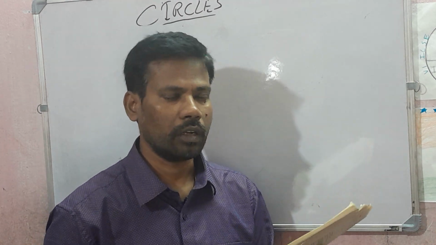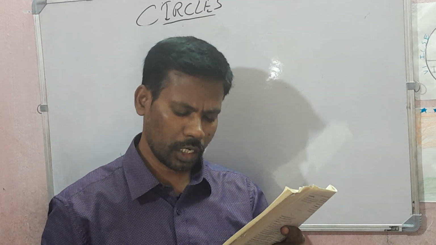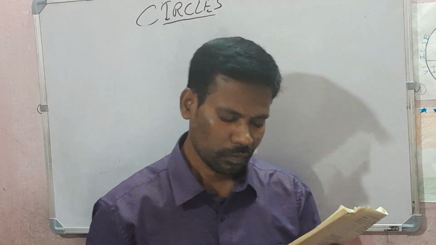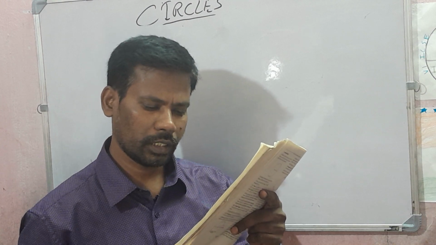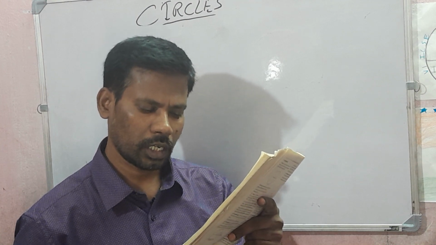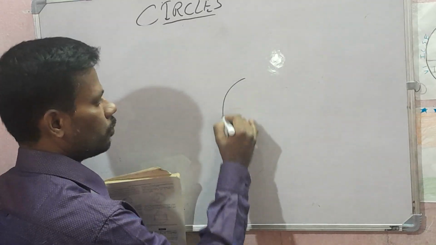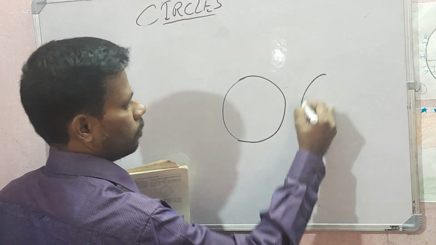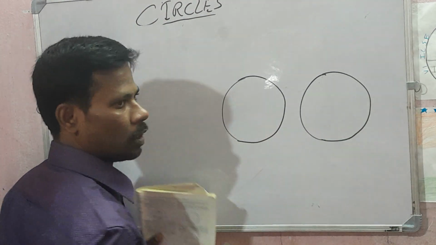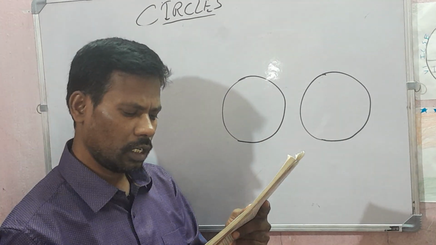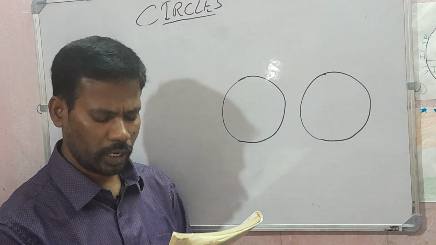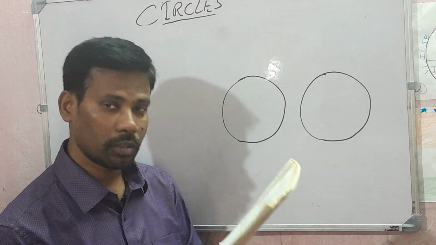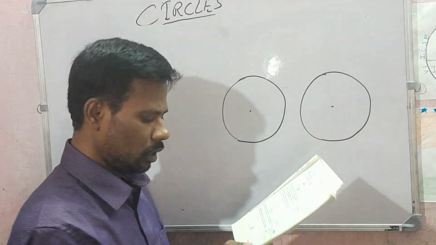If two arcs of a circle are equal, then the corresponding chords are equal. What is the meaning of this? If two arcs of congruent circles are congruent, then the corresponding chords are equal. Congruent means the same, having same shape and same size. These are the two circles.